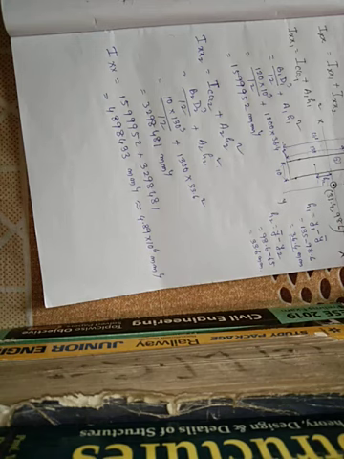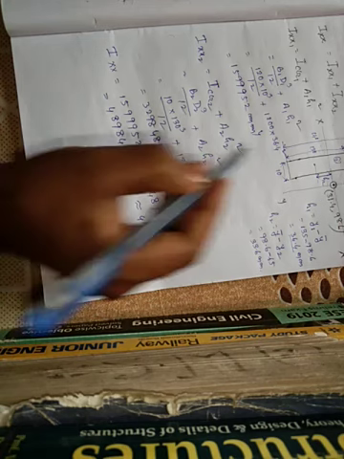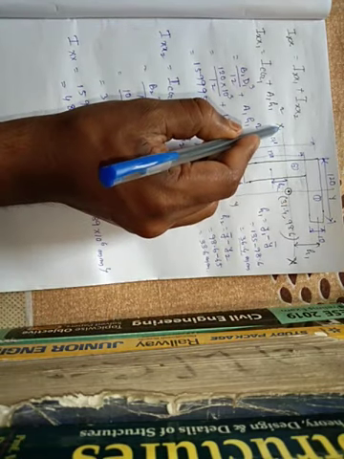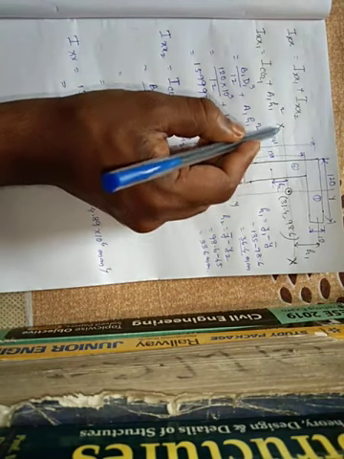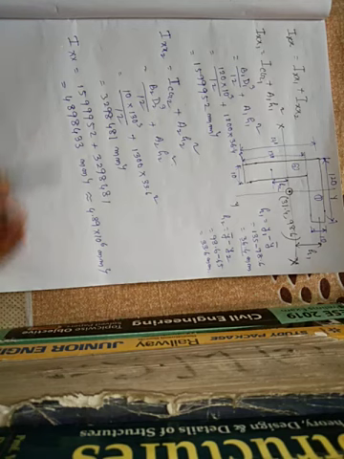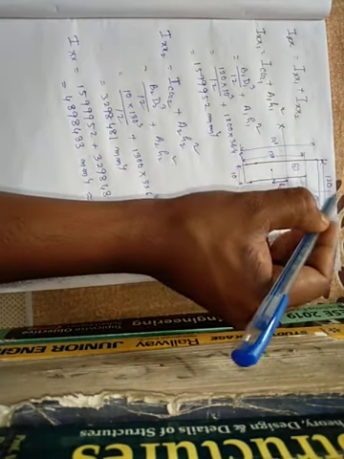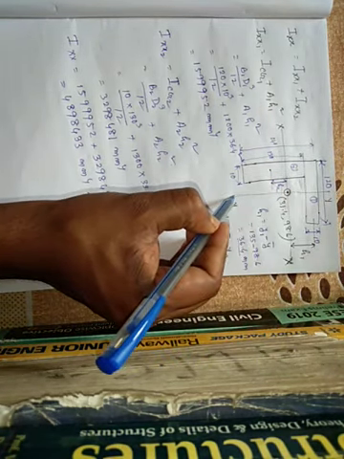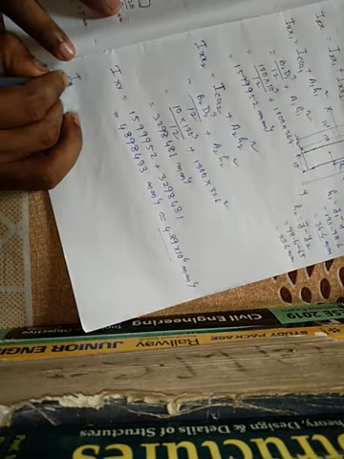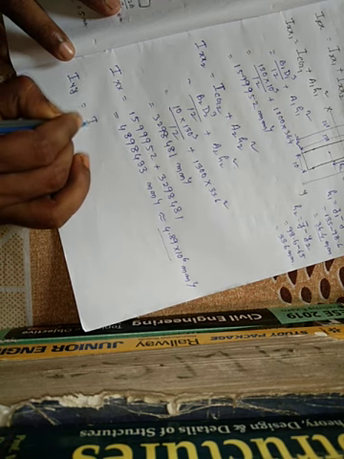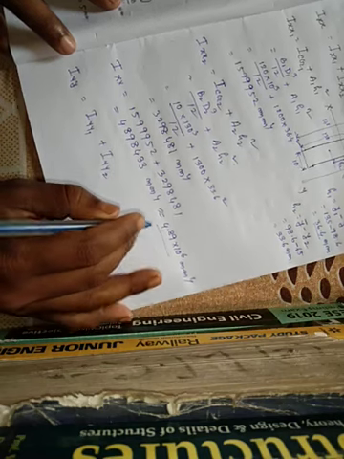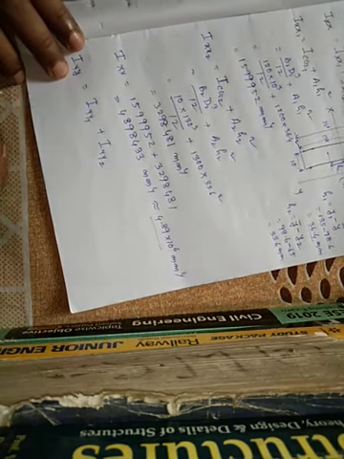Now calculate the moment of inertia about y axis. We have calculated the moment of inertia about x-axis, so that is already complete. Now find out the moment of inertia about y-axis. Iyy is equals to Iyy1 plus Iyy2. I am directly calculating it here.